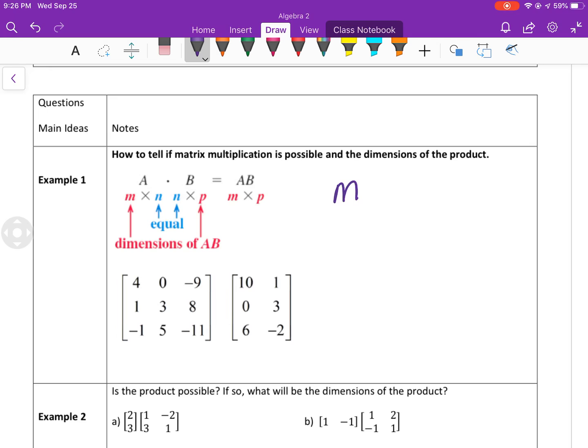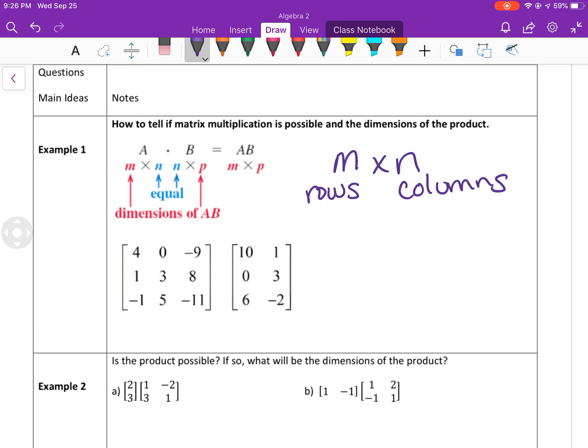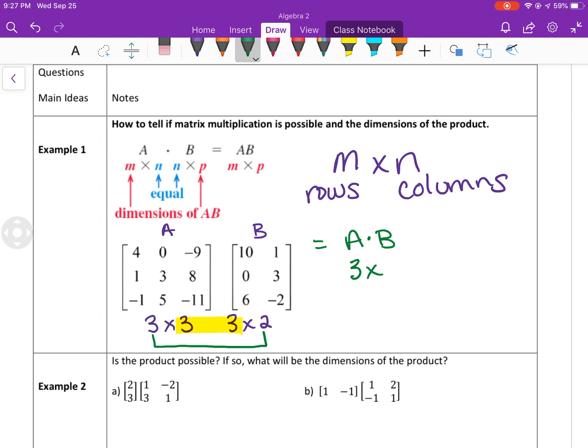So remember, when I say dimensions of m by n, that means I'm talking about rows by columns. So here, if we call this matrix A and matrix B, then matrix A here is 3 rows by 3 columns, and matrix B is 3 rows by 2 columns. And since the middle dimensions are equal, they're both 3 there, then it is possible. And the product A times B will have the dimensions of the outsides, which is 3 by 2. So the product of AB will have the dimensions 3 by 2. So that's how to tell, and what the dimensions of the product will equal.